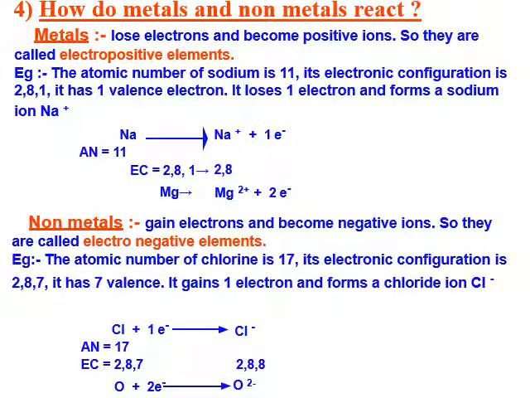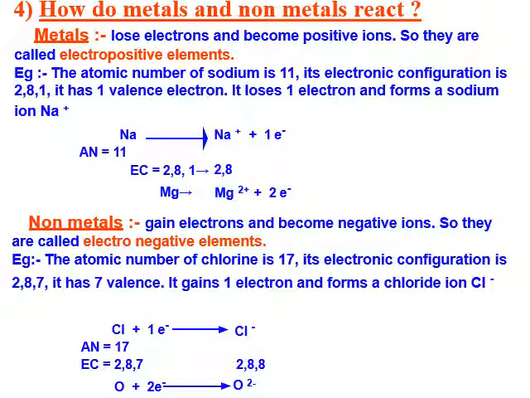Now, how do metals and non-metals react? Metals lose electrons and form electropositive ions, so they are known as electropositive elements. Metals are electropositive. For example, the atomic number of sodium is 11. Its electronic configuration is 2, 8, 1. It has one valence electron, or outermost electron, which is 1. When it loses one electron and forms the sodium ion, Na plus, it becomes electropositive Na plus.